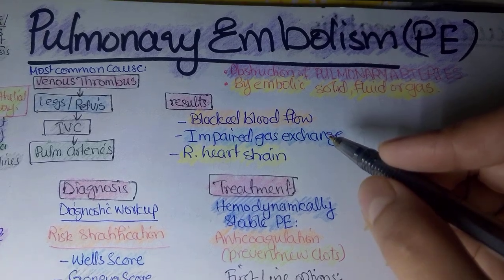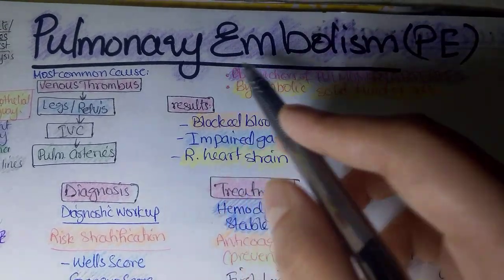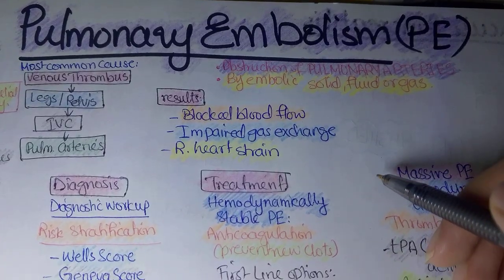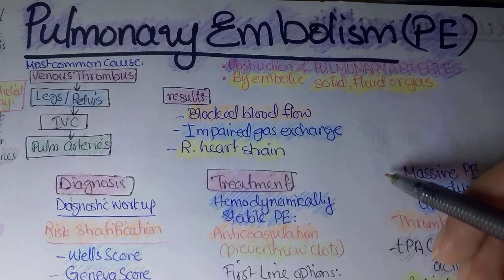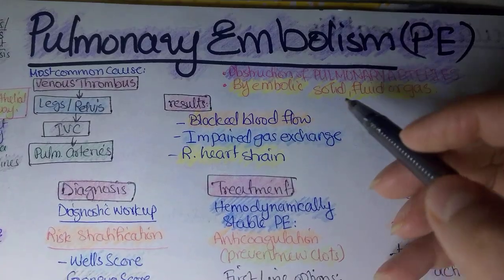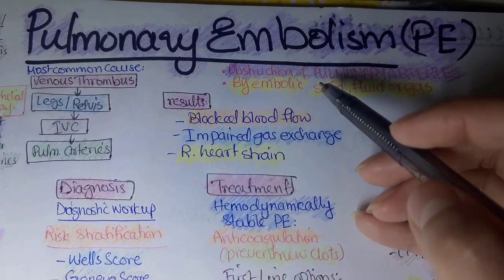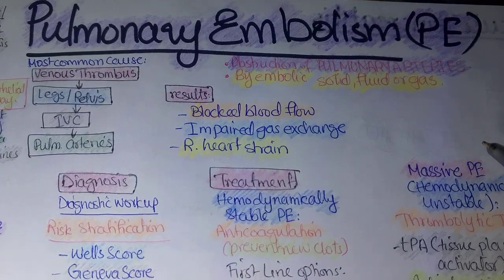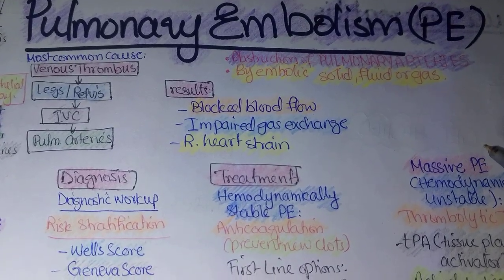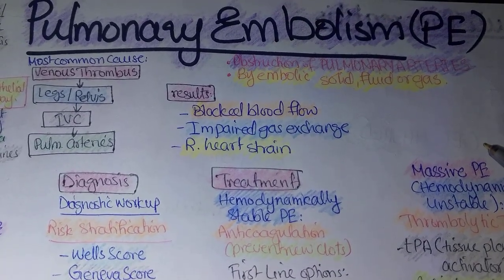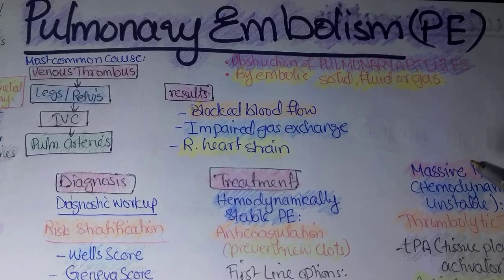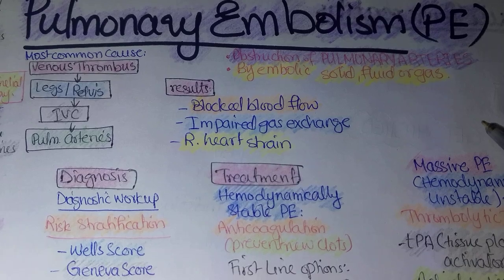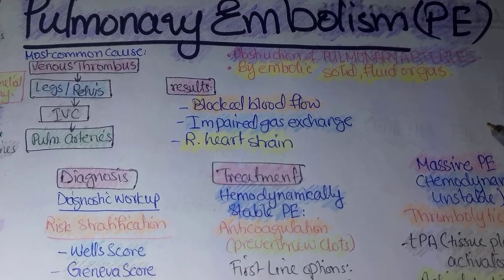Hey everyone, today we are going to cover pulmonary embolism, where blood clots travel into the lungs. So let's break it down. Pulmonary embolism is an obstruction of pulmonary arteries by an embolus. Most commonly, a venous thrombus from the legs or pelvis breaks off, travels through the inferior vena cava and lodges in the lungs. This blocks blood flow and strains the right heart.